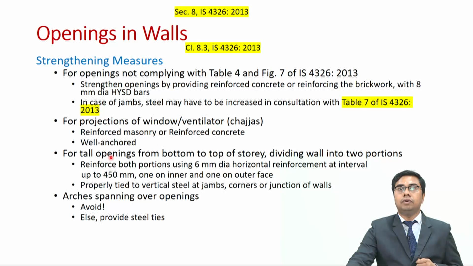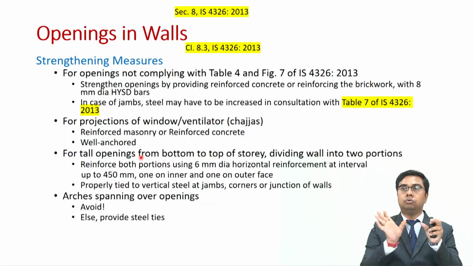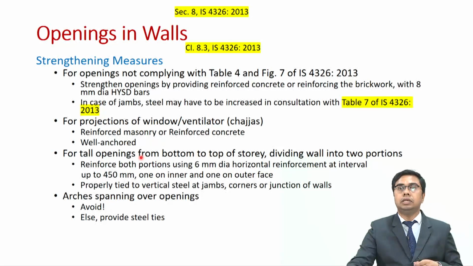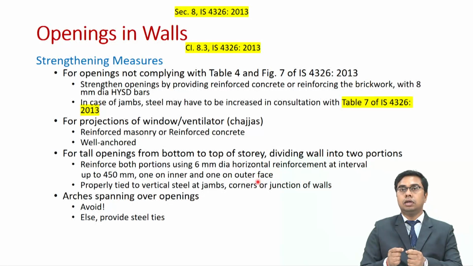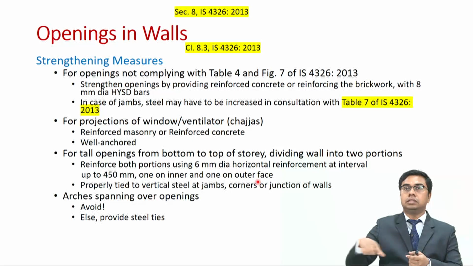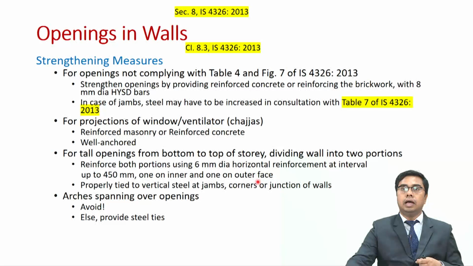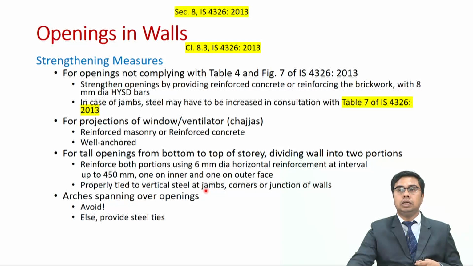Then, if you have a very tall opening, let us say from bottom to top of a story, so that your wall gets divided into two different portions, then in that case we need to reinforce both portions using 6 mm dia horizontal reinforcement at interval up to 450 millimeters, one on inner and one on outer face. We are providing horizontal reinforcement at interval of 450 millimeters, and there are two 6 mm dia bars, one on the inner face and other on the outer face of the wall, and these have to be properly tied to the vertical steel at jambs, corners or junction of the wall.